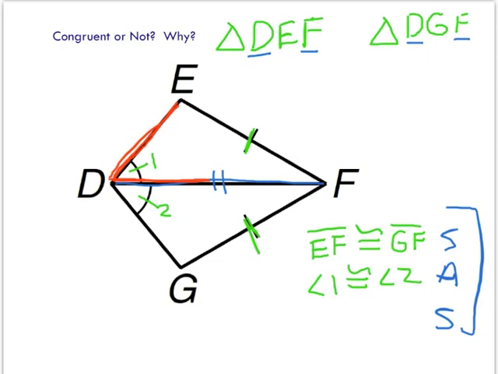And likewise, angle 2 doesn't touch segment GF. So these might be congruent, they might not be congruent. We can't prove that they're congruent. So if they're not provable.